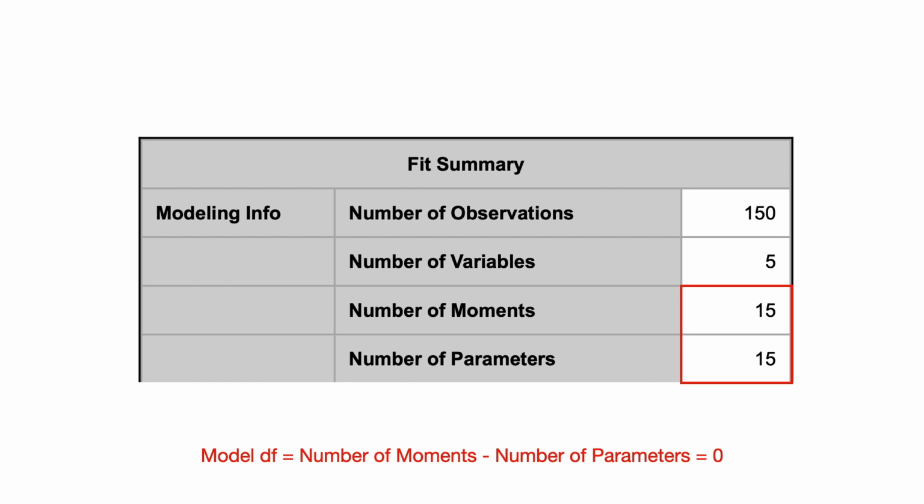And then you'll recall that the model degrees of freedom is equal to the difference between the number of non-redundant entries in the covariance matrix and the number of parameters to be estimated. And so the model degrees of freedom is equal to the difference between these two values, the number of moments, which is 15, minus the number of parameters, which is 15. And so in this case, it's equal to 0.